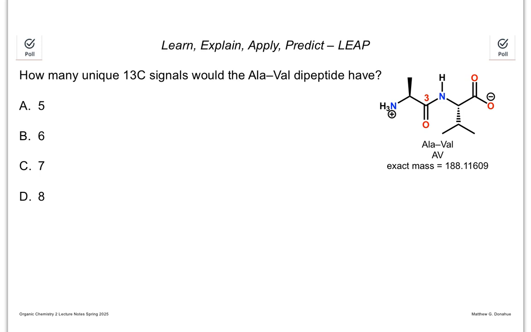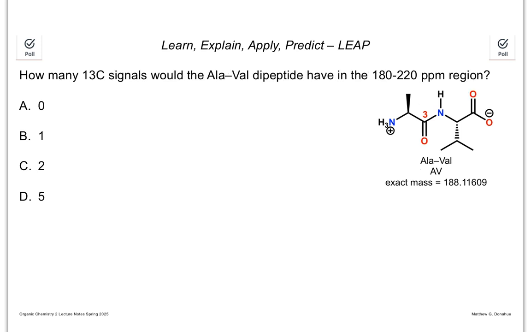Here are some LEAP questions that you can go ahead and answer to practice all the concepts that we've learned so far. Given AV, how many unique C13 signals would that dipeptide have? How many of those signals would lie in the 180 to 220 region? Remember that on the NMR spectrum from 220 down to 0, where do the different functional groups lie? How does hybridization affect the carbon chemical shift?